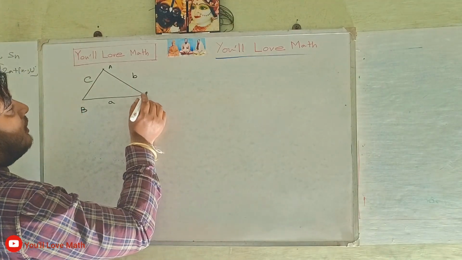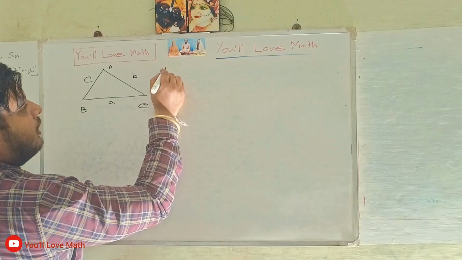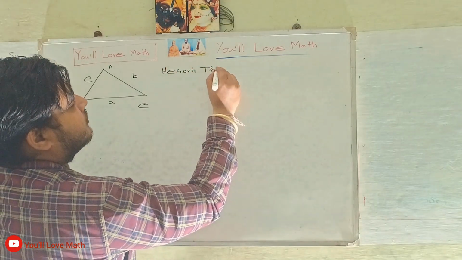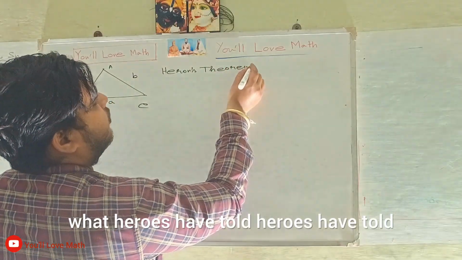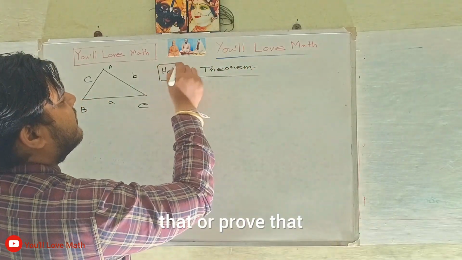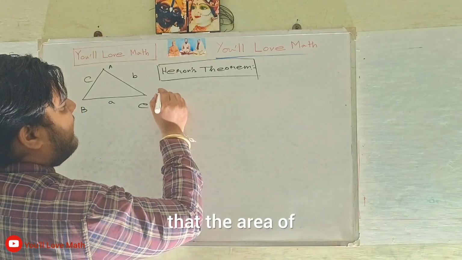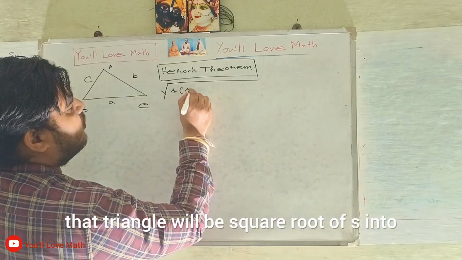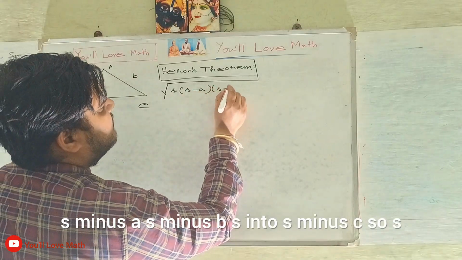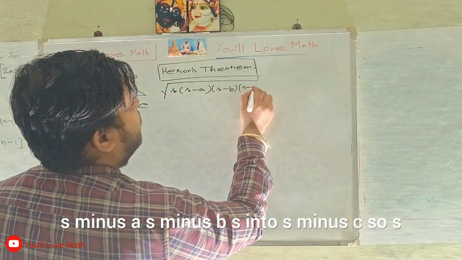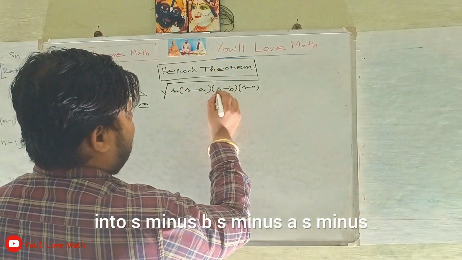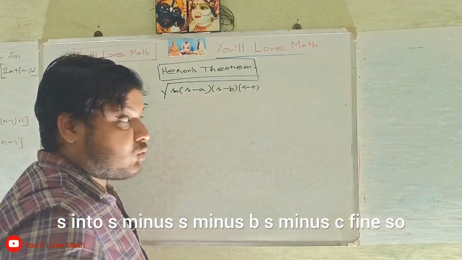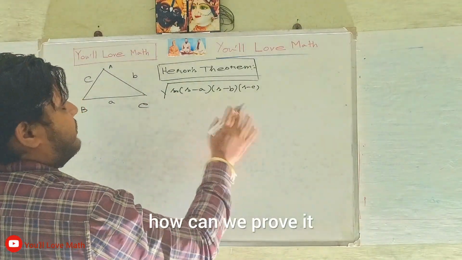So now what Heron has told, Heron's theorem, is that the area of that triangle will be the square root of s into s minus a, s minus b, s minus c. Fine. So Heron says, so how can we prove it?